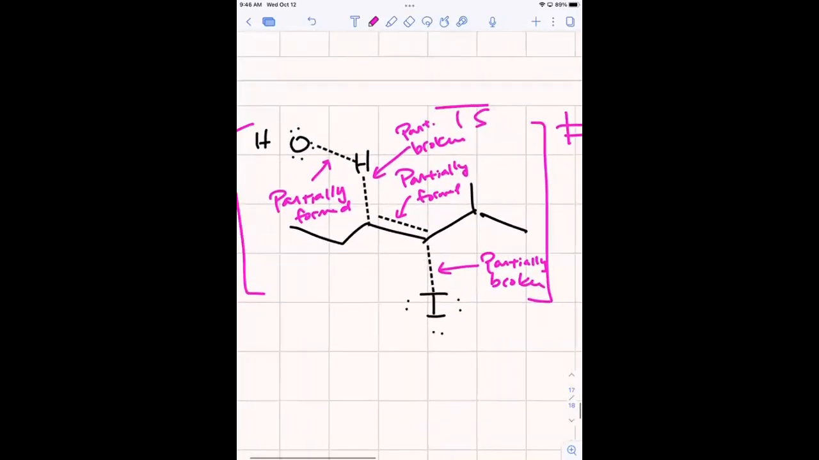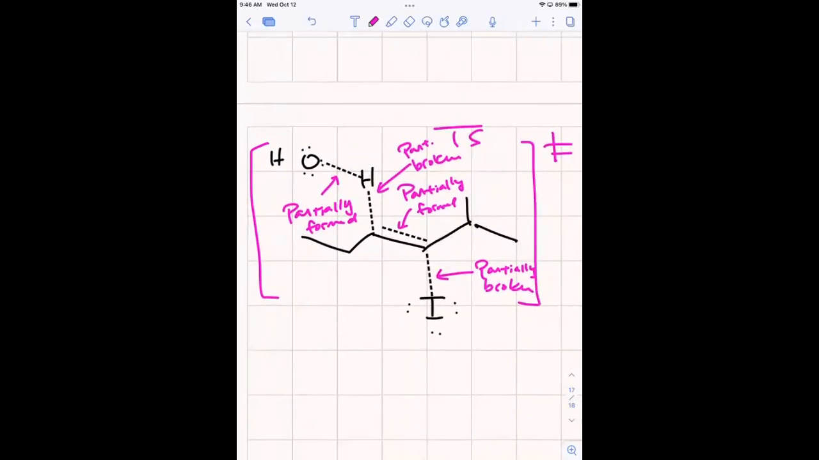I think my Wi-Fi cut out. If you didn't hear what I was saying. I didn't. Go ahead. I was just saying that the iodide bond is partially broken. That's all. Yes, that's correct.